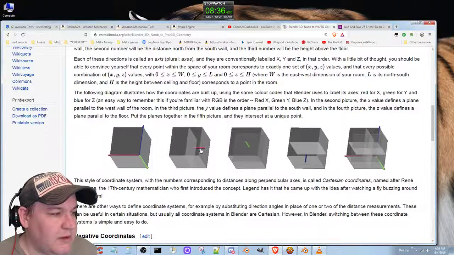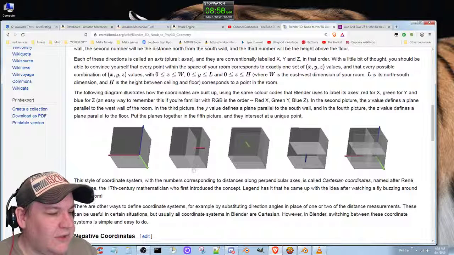Defines a plane parallel to the west wall of the room. X, left and right. Z, up and down. It is up and down, technically. But if you were doing a 2D coordinate system, Y would be up and down, right? But Z is actually the up and down here. So that's your X-axis, that's your Z-axis, okay, I get it.